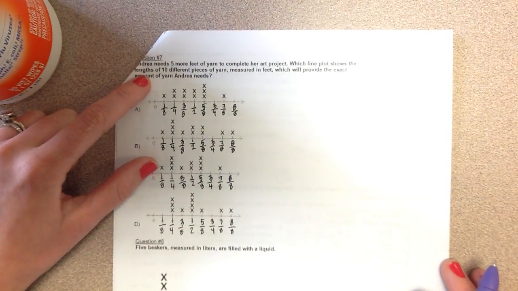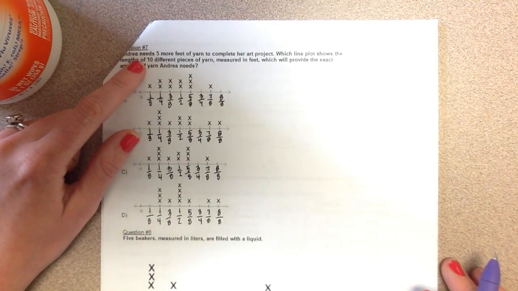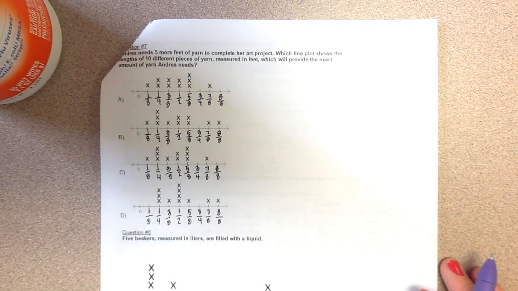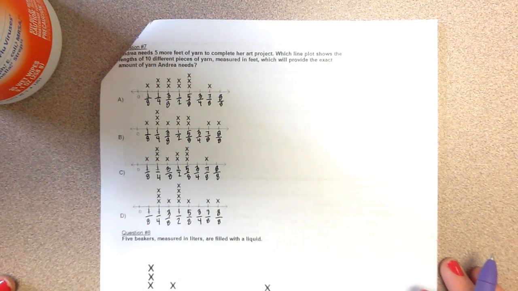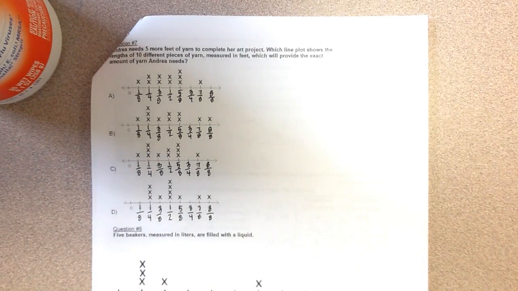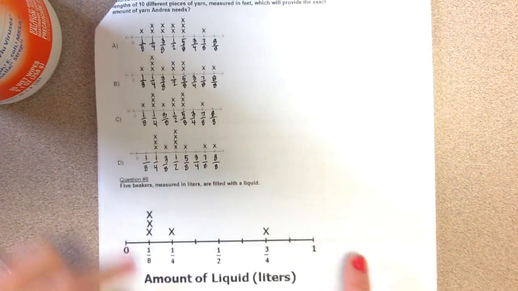Andrea, or Andrea, depending if you're doing German or not, needs 5 more feet of yarn to complete her art project. Which line plot shows the length of 11 different pieces of yarn measured in feet, which will provide the exact amount of yarn she needs? So, this is what I'm going to do with this problem. I'm going to get you started, and then I want you to finish these problems once I get this started for you for number 7 and for number 8.